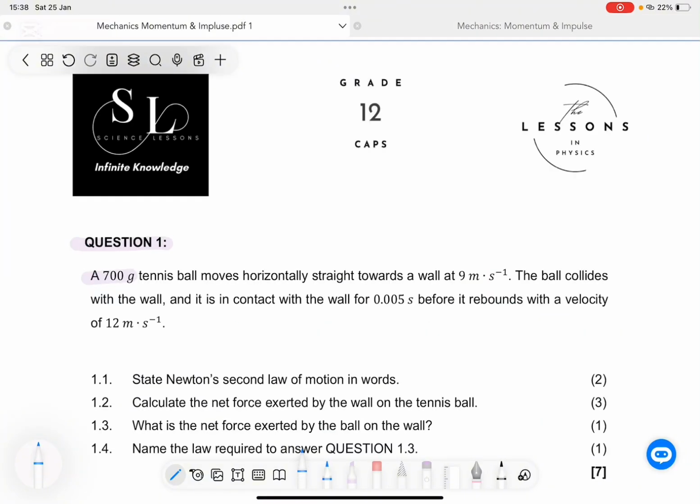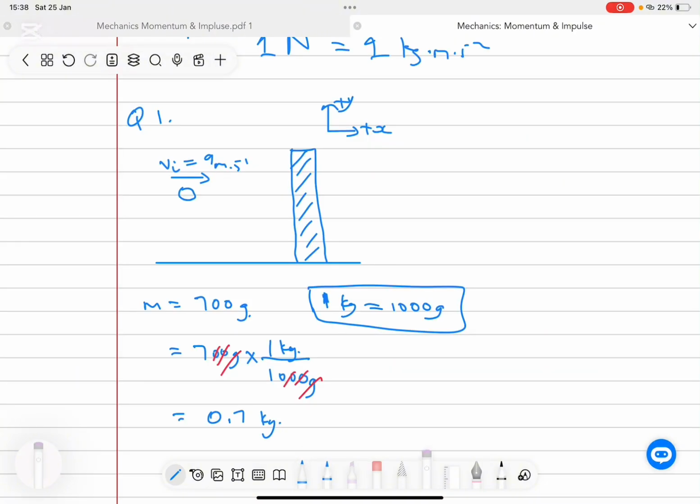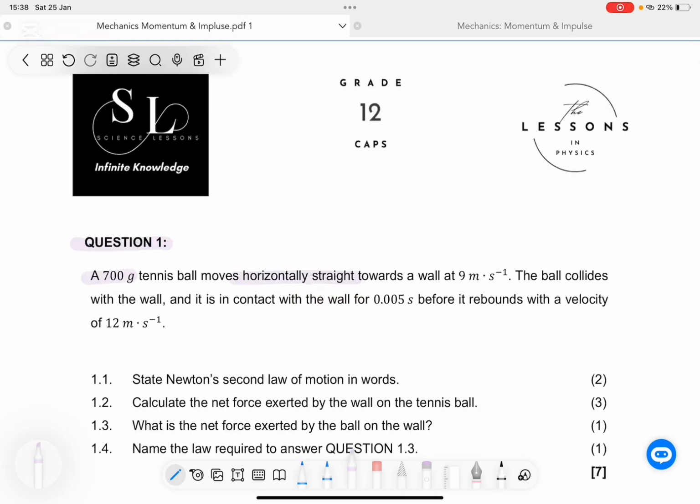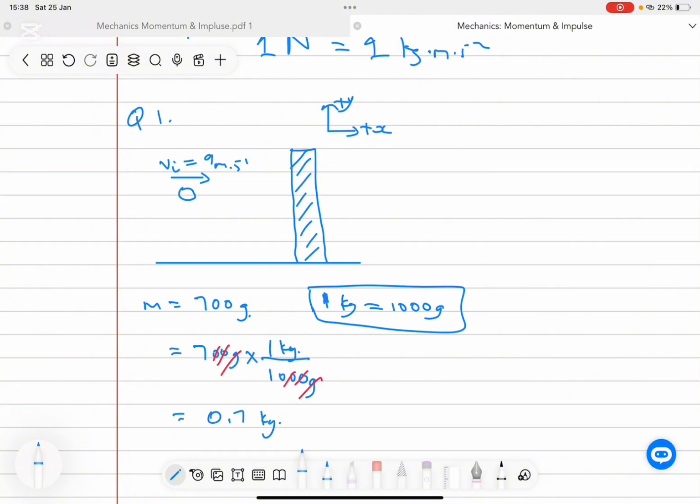Now, some of the keywords to look at is that the ball moves horizontally straight. That's very important to notice because the ball is moving straight towards the wall. Now, the question continues to say the ball will collide with the wall. So as the ball comes towards the wall, eventually it will collide with the wall.